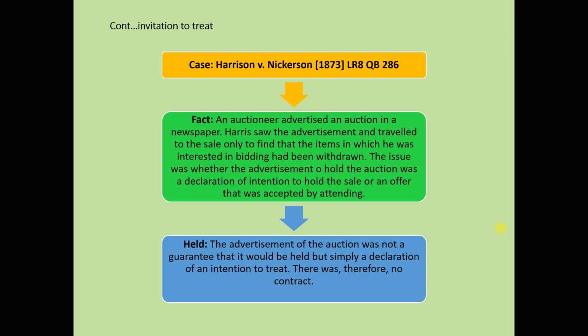So the court held that the advertisement of the auction was not a guarantee that it will be held, but simply a declaration of an intention to trade. There was therefore no contract. This also applies to advertisement of jobs. The fact that you read that particular job advertisement doesn't mean that the employer has to accept you as an employee.